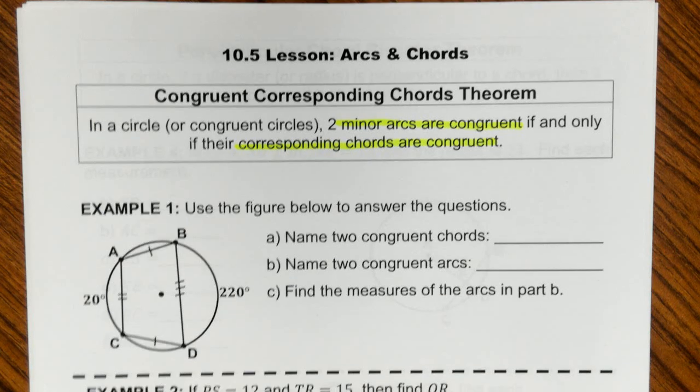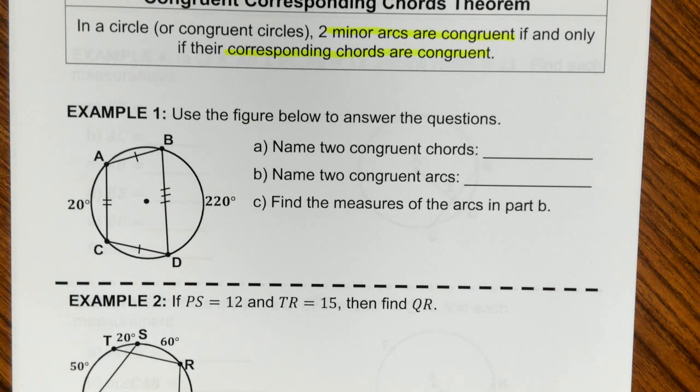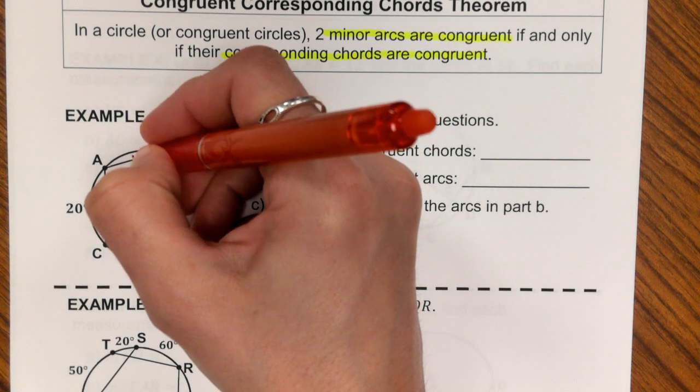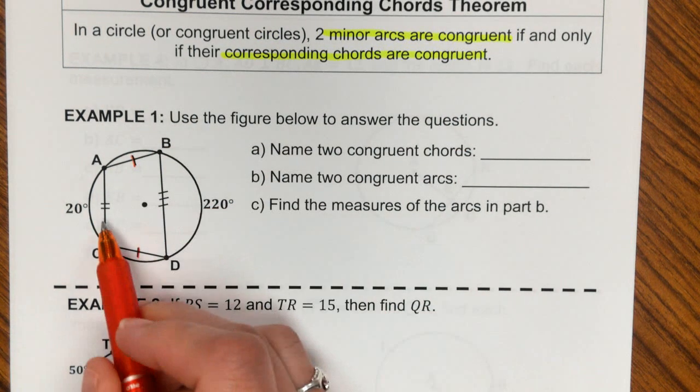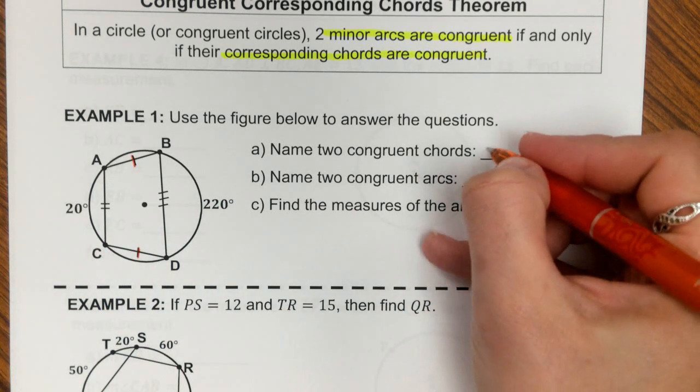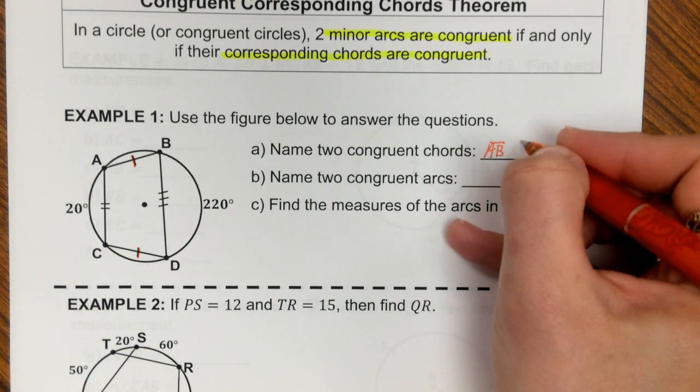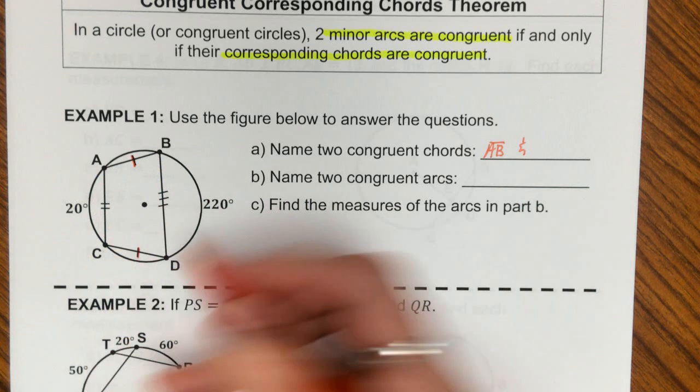So the first thing we're going to do here, for example 1A, is we're going to name two congruent chords. Well, if you notice here, we only have one pair of congruent chords. These two are not. So we have segment AB and segment CD.